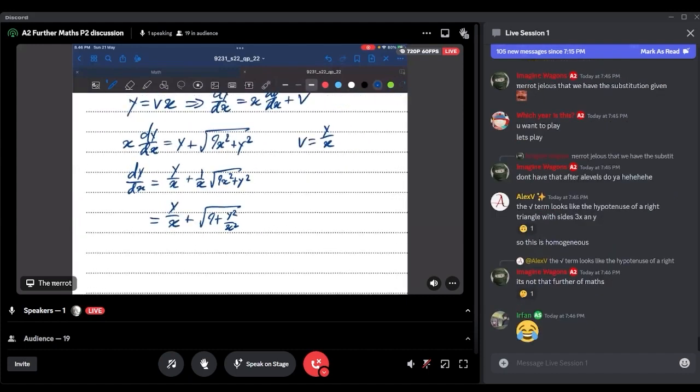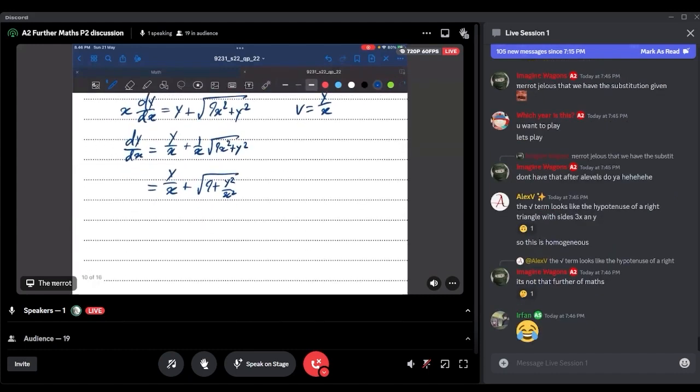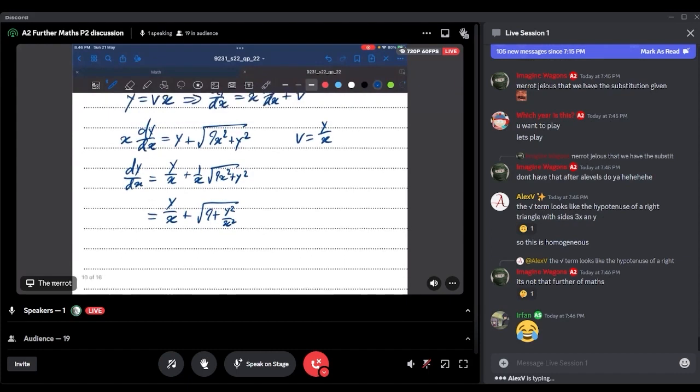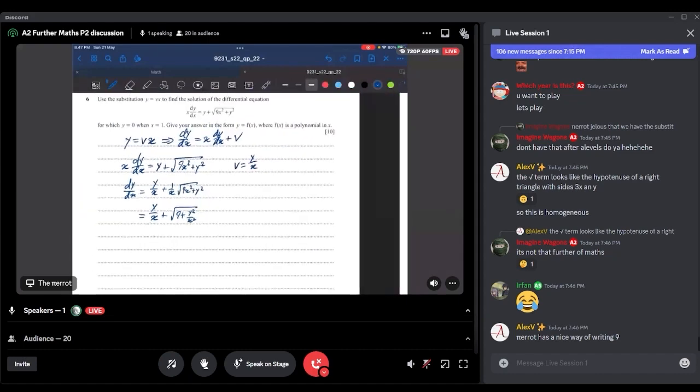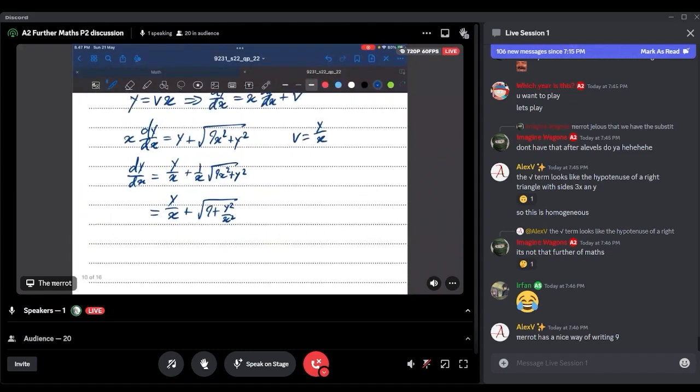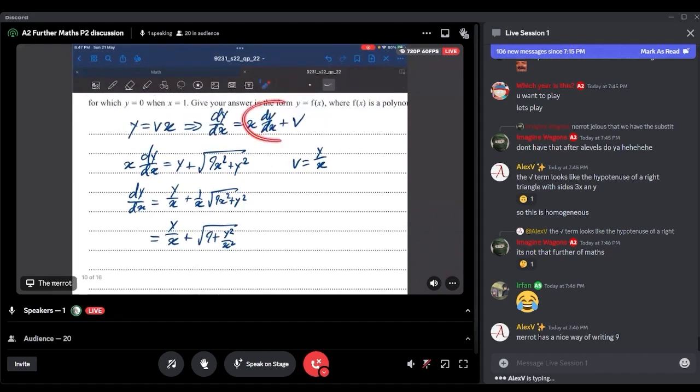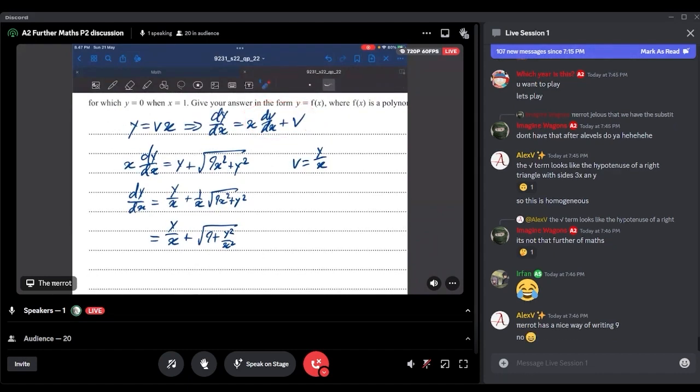Okay, so you see that now everything is in terms of y over x. Let me see if I'm making mistakes. So now we can apply substitution. Right, so now we make the substitution. We change dy/dx into this guy and change all the y by x's into v.